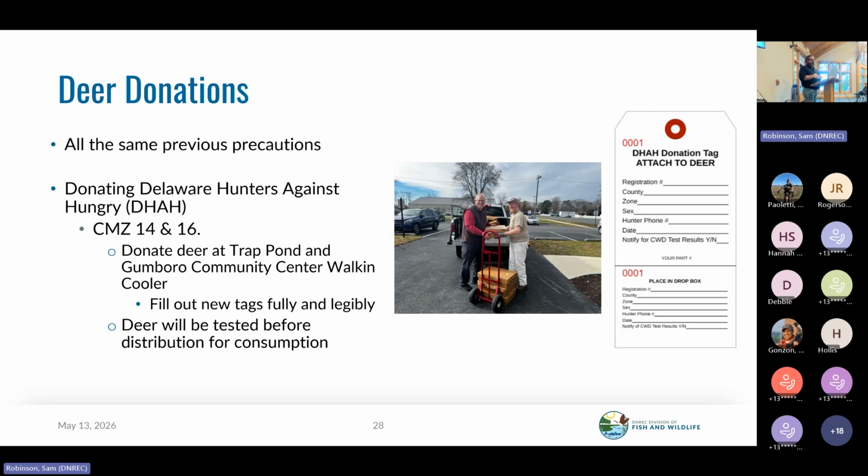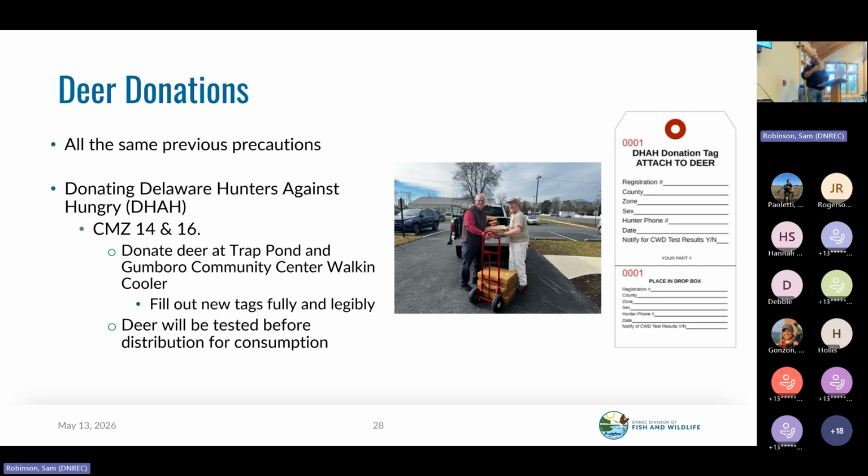Deer donations. So you harvest your deer, you've got a freezer full of meat, you want to donate, that's totally fine. All the same previous precautions. Donating to Delaware Hunters Against the Hungry for specifically CWMZ 14 and 16: we're asking that if you're in 14, go to the Trap Pond walk-in area to donate there. If you're in 16, go to the Gumboro Community Center walk-in cooler.